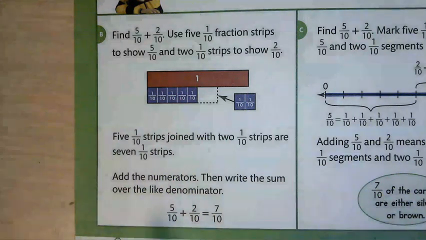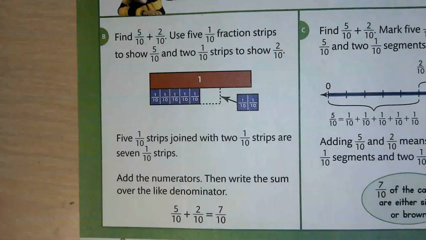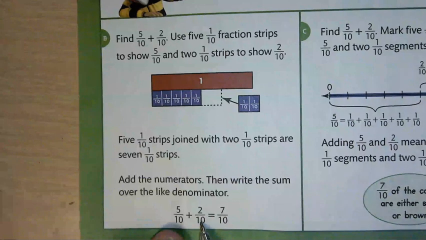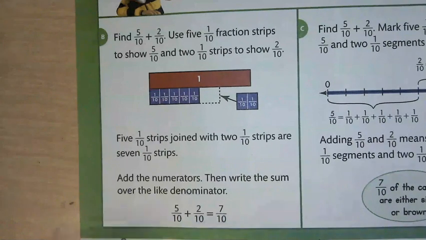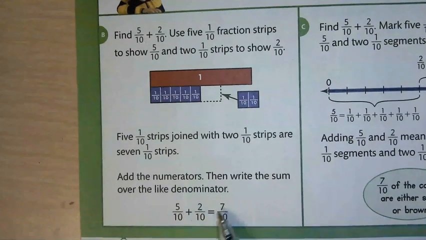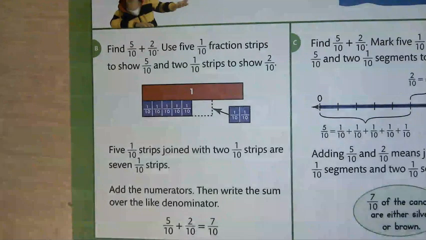All right. So what I said on the first page is also true. When we're adding, our denominators are the same. They're both 10. We can just add the numerators and keep the denominators the same. 5 plus 2 equals 7. 10 is the total.